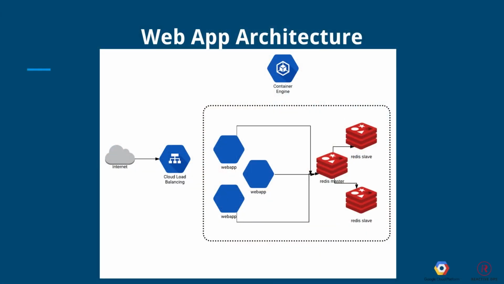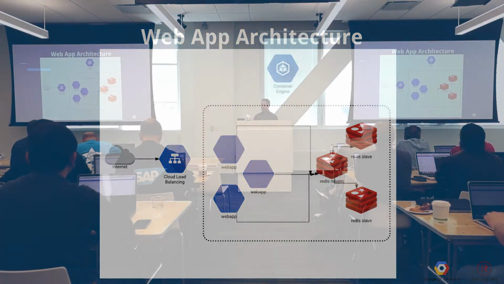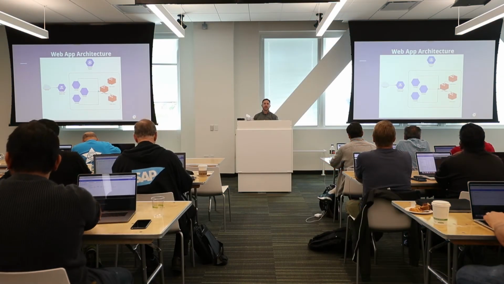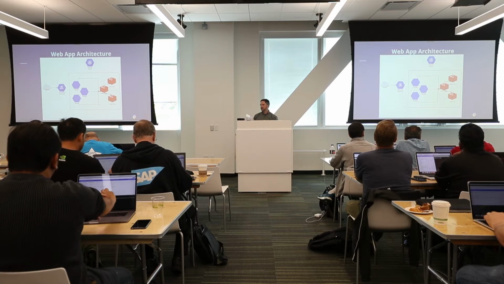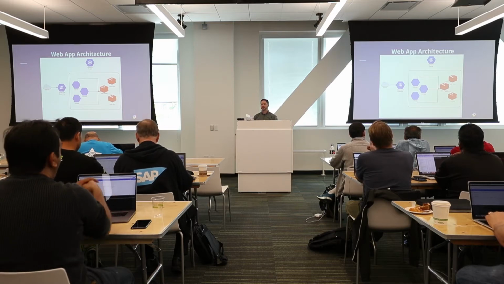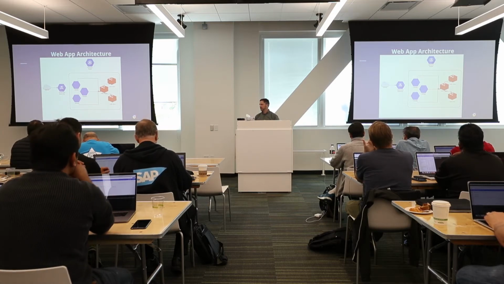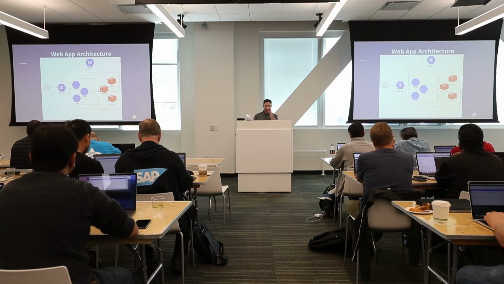This is the basic web architecture that we're going to be deploying. Little blue octagons inside the dotted hexagons are pods of the web app. So we'll have multiple instances, multiple replicas of the web app container. It's a simple Sinatra app. And there'll be a master-slave Redis configuration in the back end as well.